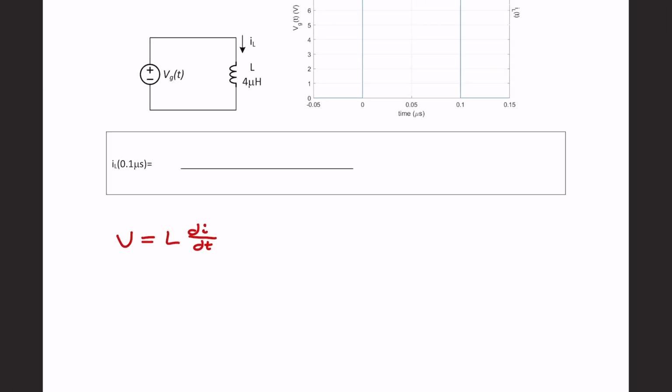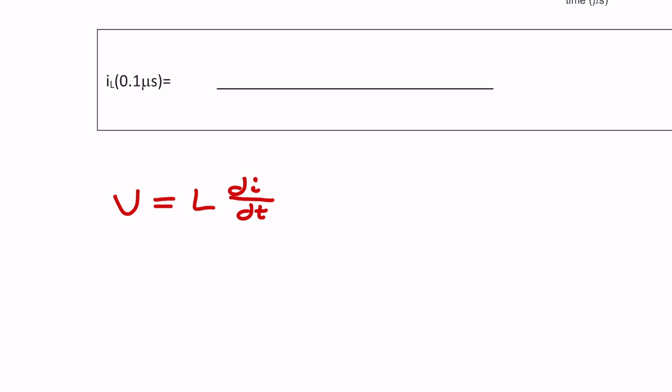Okay, cool. So we have this equation. The voltage of the inductor is equal to the inductance times the derivative of the current. Now, I know what you're thinking. Oh, this is in derivative form. We need to find the I, so we need to take an integral. We don't need to do that.